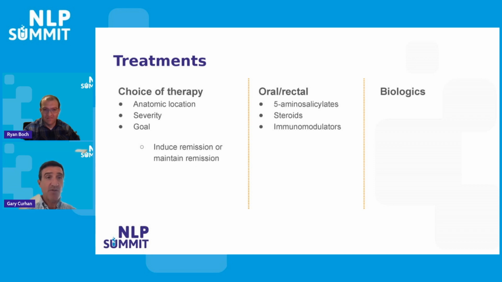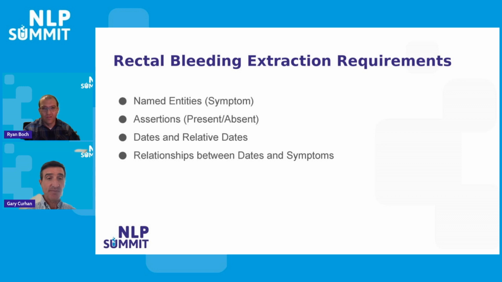So now I'll turn it back over to Ryan. All right, thank you, Dr. Curran. So as Dr. Curran stated earlier, assessing the severity of ulcerative colitis is extremely important. So the example we're going to showcase today is getting at the symptom of rectal bleeding, which is a very important component in the Montreal classification, which is also known as the Mayo score.